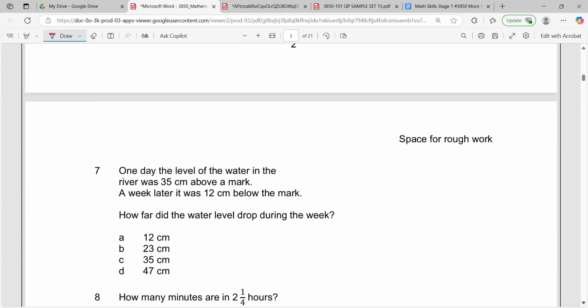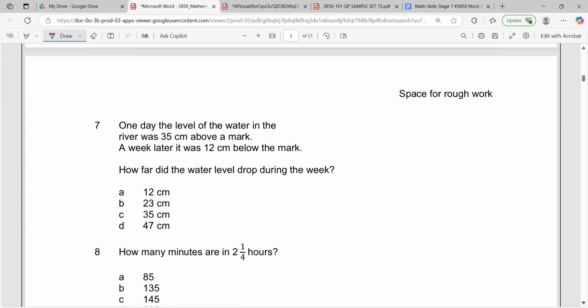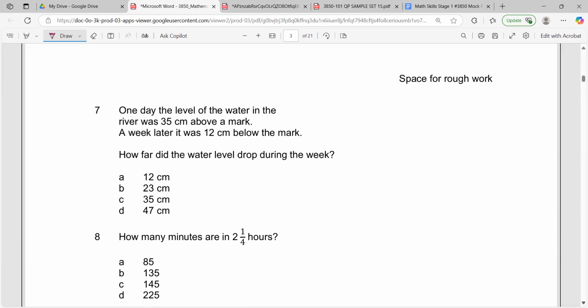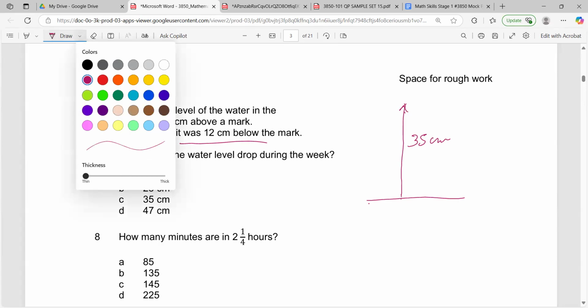All right. That one here now, guys. One day the level of the water in the river was 35 above a mark. A week later it was 12 below the mark. How far did it go? I think it's gonna be a big number. This is why. Let us say this is the mark, right? And it's 35 centimeters above. So that means the distance here is 35. And the next week, it's 12 below. So I can write the 12 below.